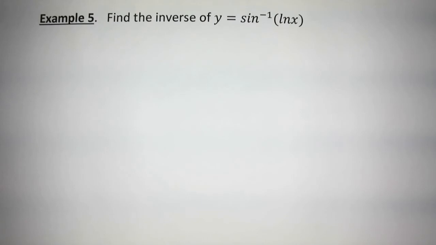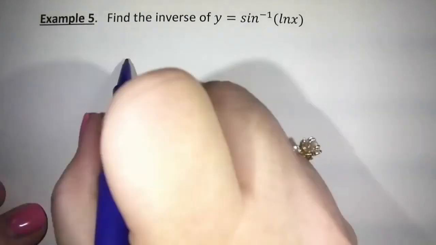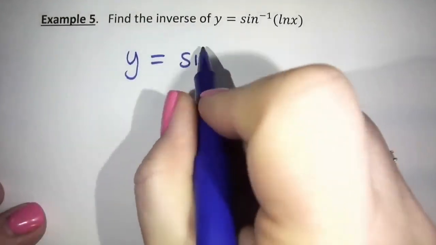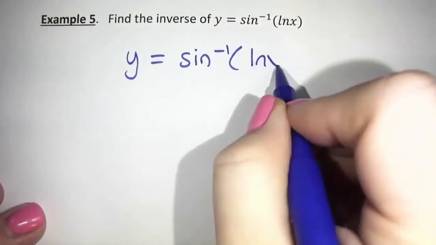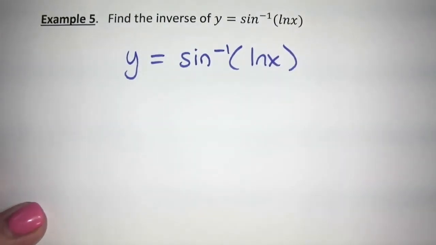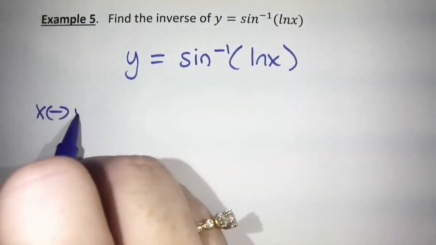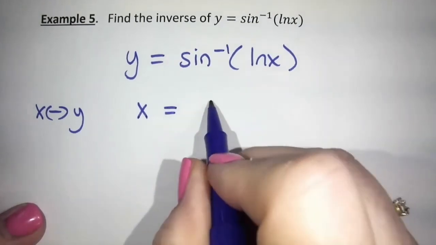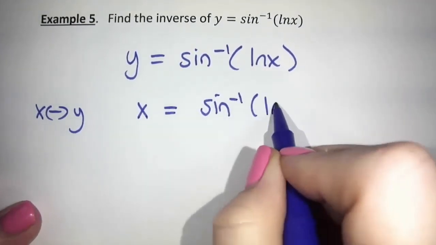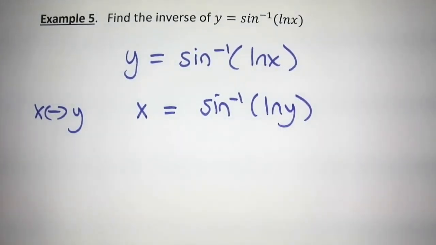So here, number 5, find the inverse of y equals sine inverse of ln x. So first thing I'm going to do is write it down. Y equals sine negative 1 of ln x, sine inverse of ln x. And then I'm going to switch my x and y. So x equals sine inverse of ln y. And this is the tricky part. Can you think of what you could do to be able to solve this for y?